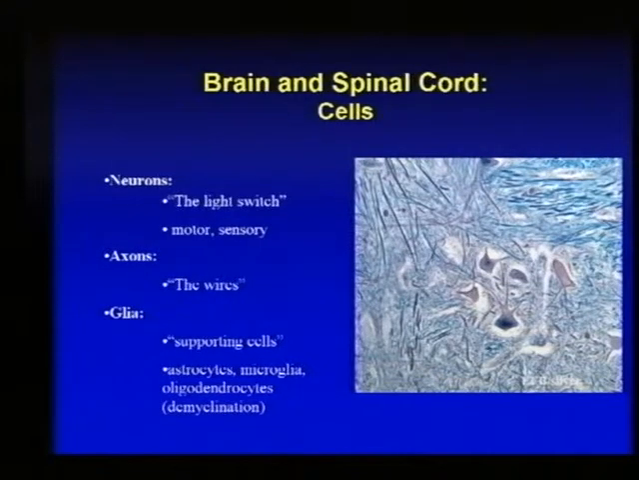Axons are the nerve fibers or the wires that connect one neuron to another. And glia are the supporting cells of these neurons. They include oligodendrocytes, which are the cells that make myelin, which is the insulation around these nerve fibers or axons.